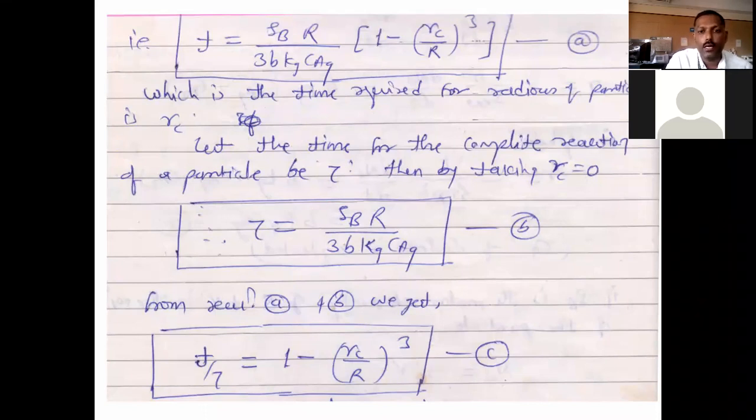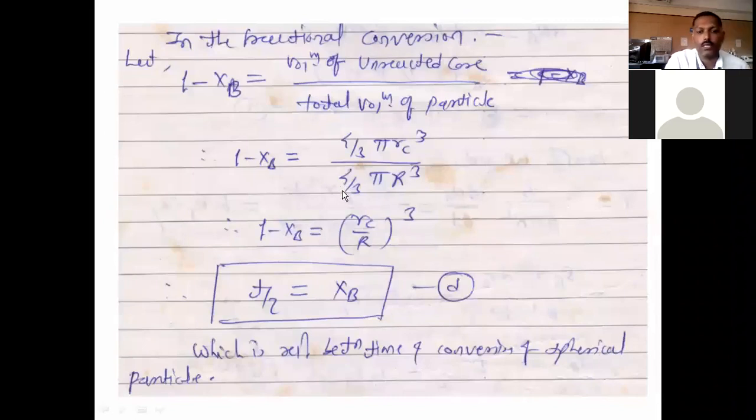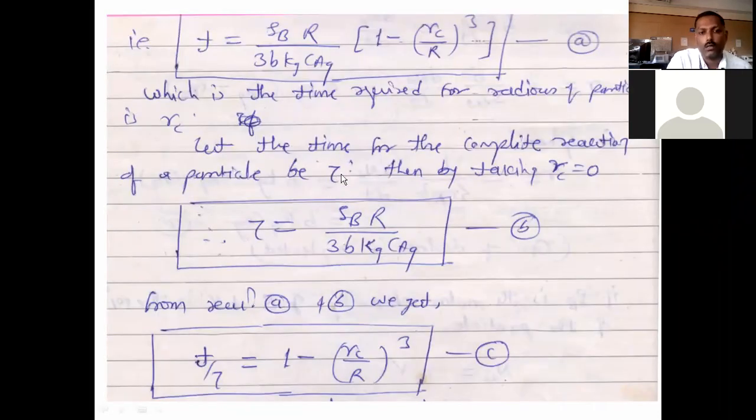Let the time for complete reaction of the particle be t equal to tau. This tau is the time required for complete conversion of the particle. When t is equal to tau, R_c is the complete conversion, meaning R_c equal to 0. All the unreacted core will be converted to product, so there is no unreacted particle, meaning R_c is equal to 0 when t equal to tau.